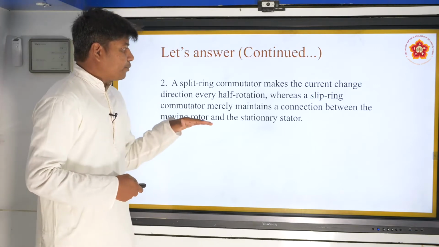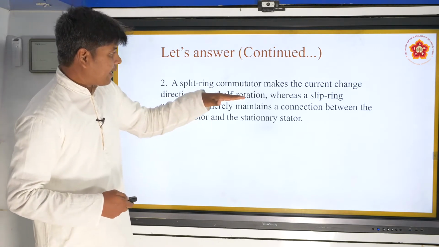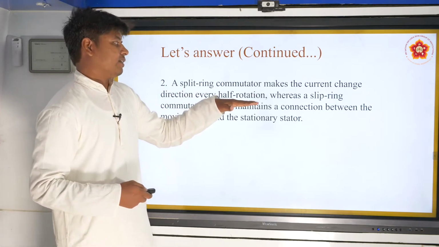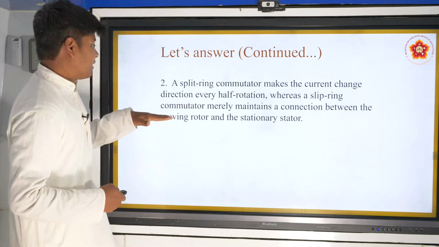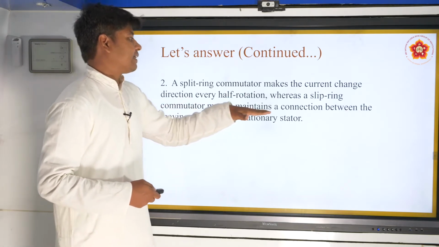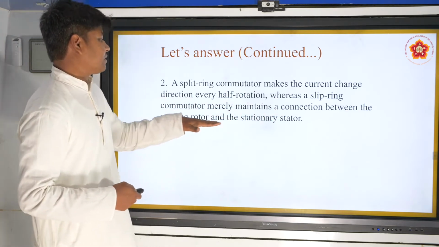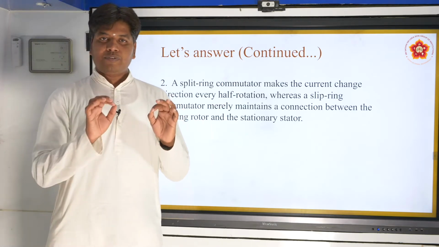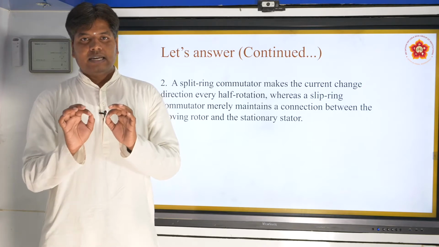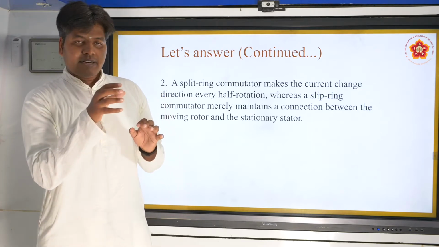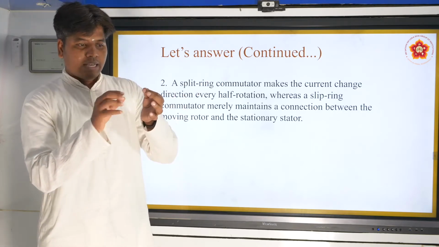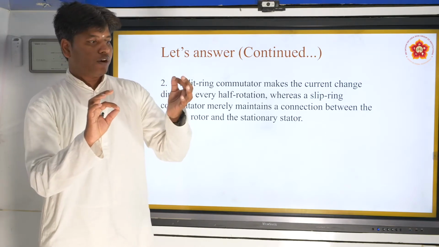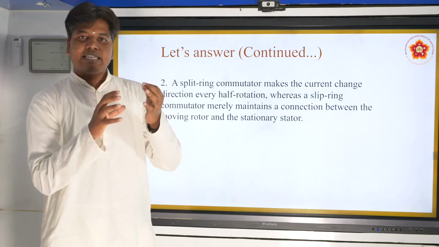A split ring commutator makes the current change direction every half rotation, whereas a slip ring commutator merely maintains a connection between the moving rotor and the stationary stator. That means the common thing between the slip ring and split ring is they act as an intermediate between the moving coil and the brush, right? You have a brush and you have a moving coil. These rings act as intermediate between them.